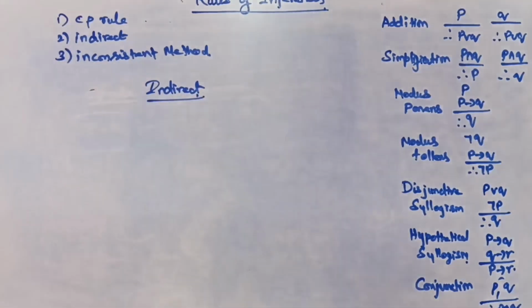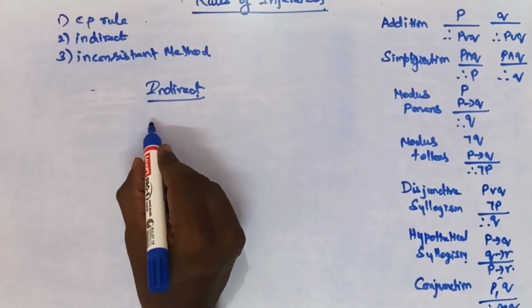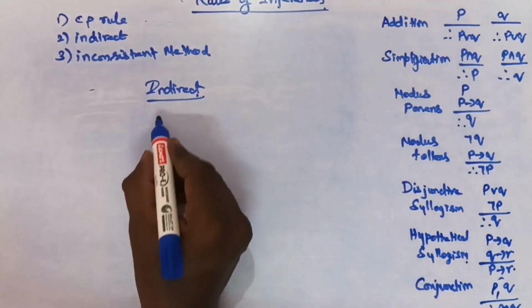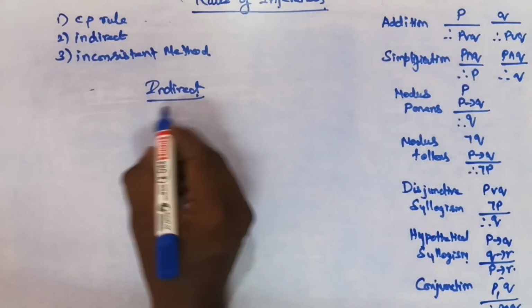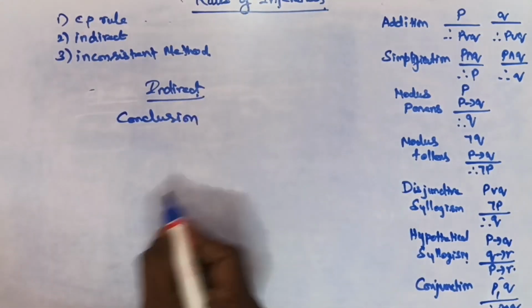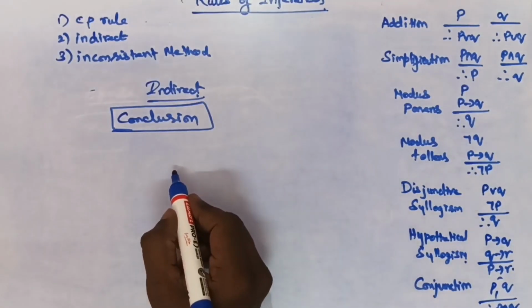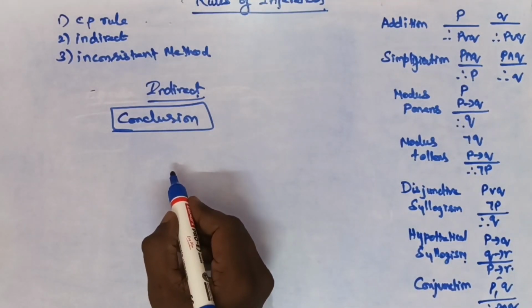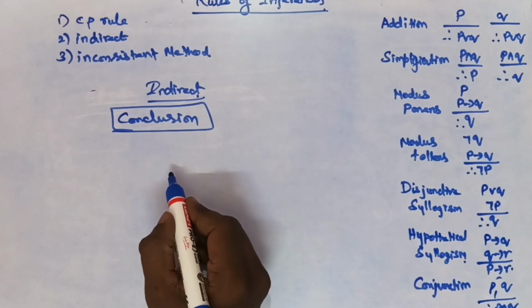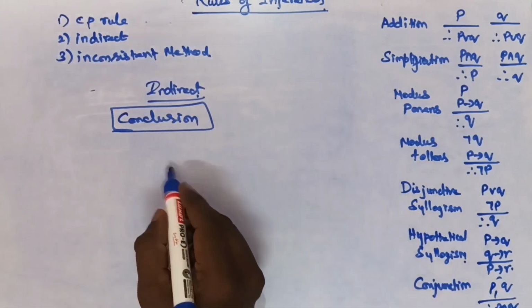Indirect method: what you have to do is prove the conclusion given to you. You have to take the negation of the conclusion also as one of the premises, and then you have to prove false finally.